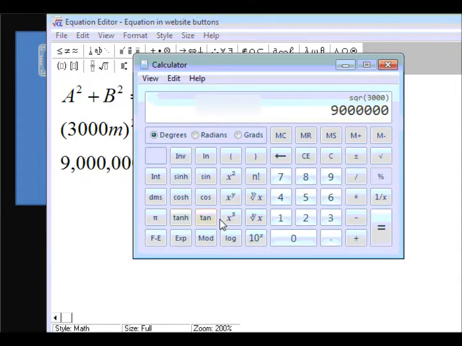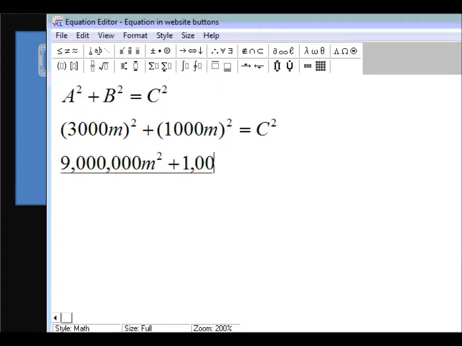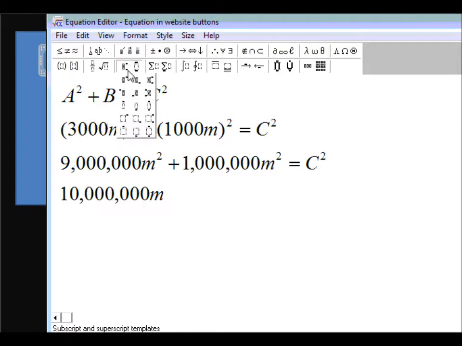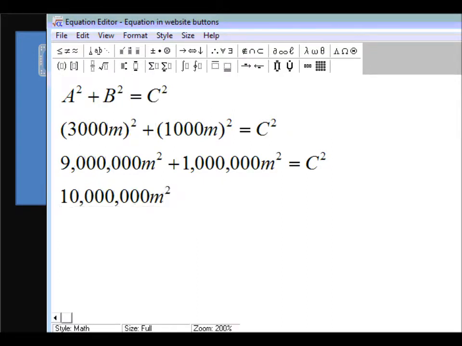1,000 squared is 1 million. Again, let me show you where I got that. 1,000 squared, 1 million, 1 with 6 zeros after it. When I add this together, it will be equal to the hypotenuse squared. Remember, the hypotenuse is just what we're looking for. So now I add these together, 9 million plus 1 million is 10 million. The meters are still squared, still equal to c squared.